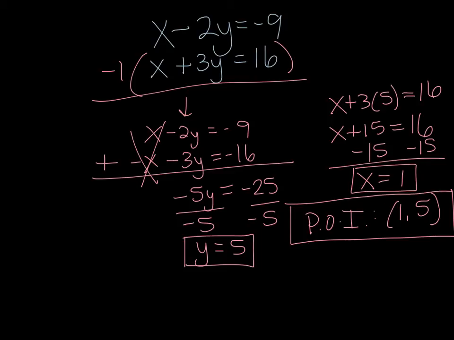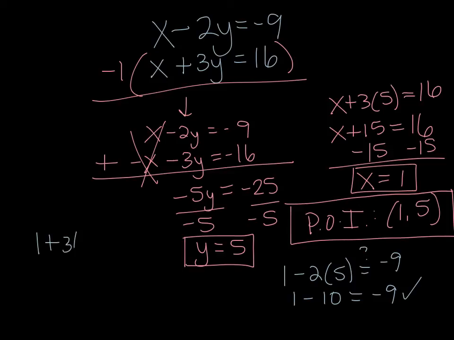So let's check that in the top equation. If we replace the x with 1, the y with 5, I'm checking to see if I get negative 9. Well, 1 minus 10, yep, that's negative 9. I can also check the bottom equation to be doubly sure. Again, replace x with 1, y with 5. 3 times 5 is 15. Does that give us 16? Yep. So it checks, our xy values work in both equations, and you should always check your answer.